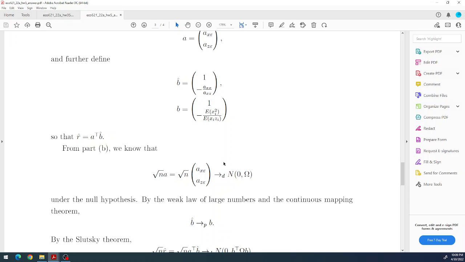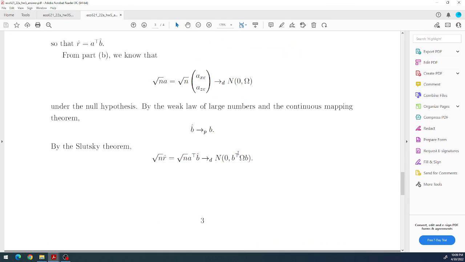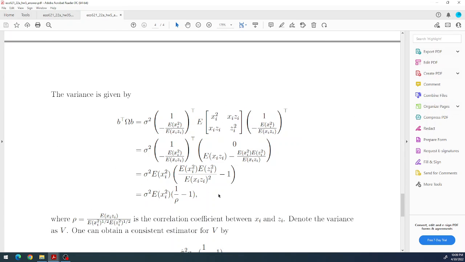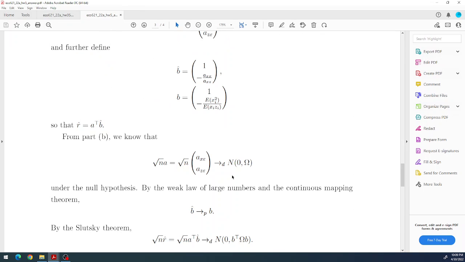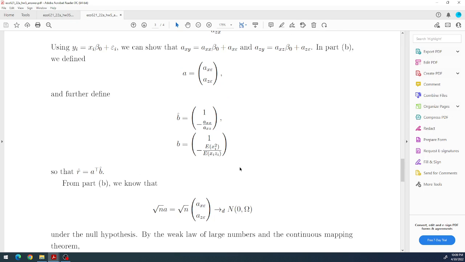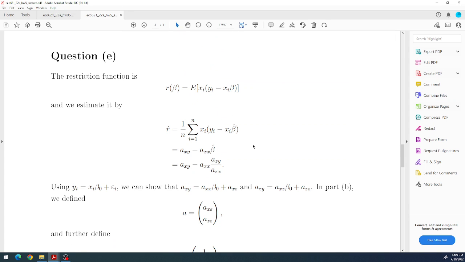Okay, this is how we utilize the result from part B. Other than this part, which is annoying but not that difficult, there is no special theory. We learned everything. It's a matter of how you combine things and summarize things here.